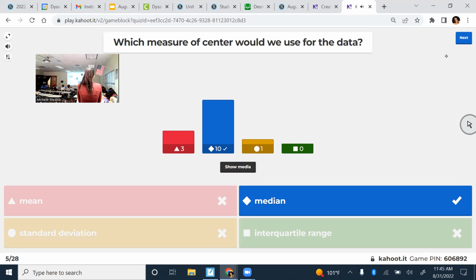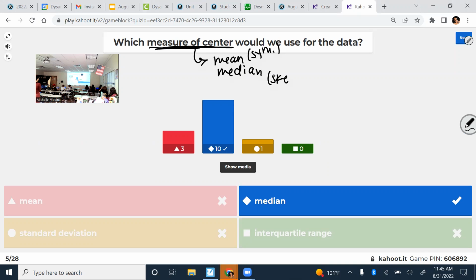So first of all, what are our only options when we talk about measure of center? Mean and median. So yellow and green should not have been options at all. Only measures of center are mean and median. Now you use the mean when the data is what? Symmetrical. You use the median when the data is what? Not symmetrical, or in other words, skewed.